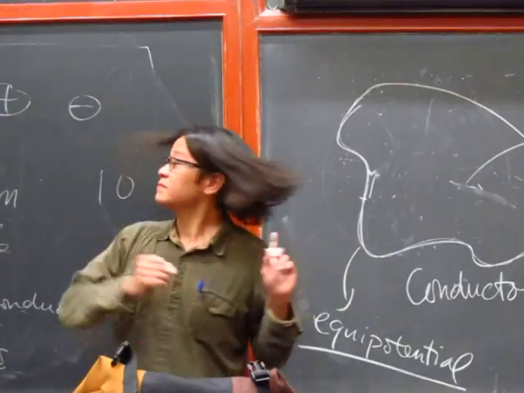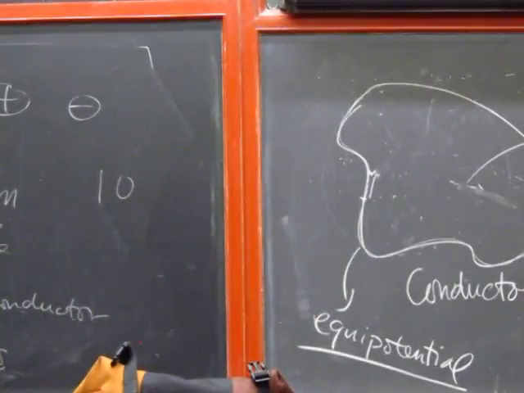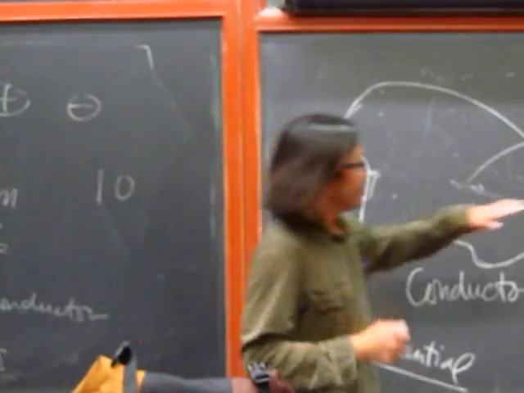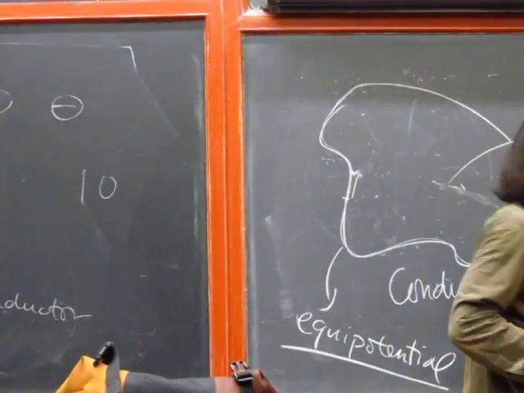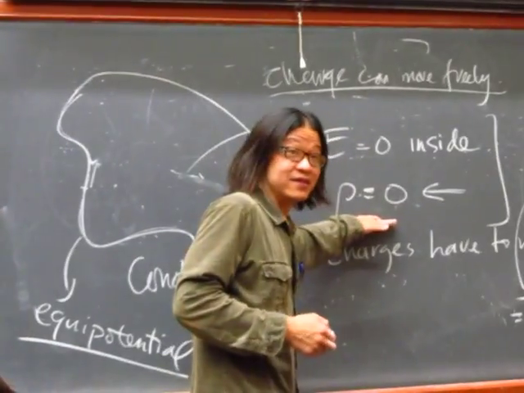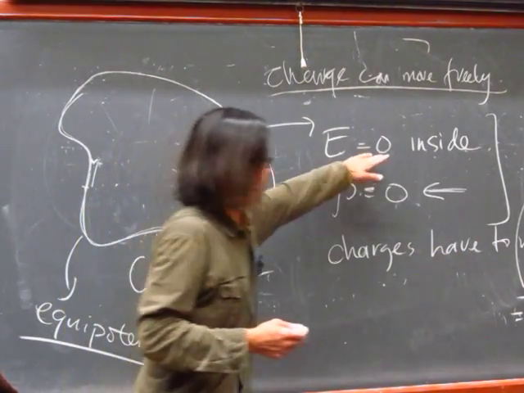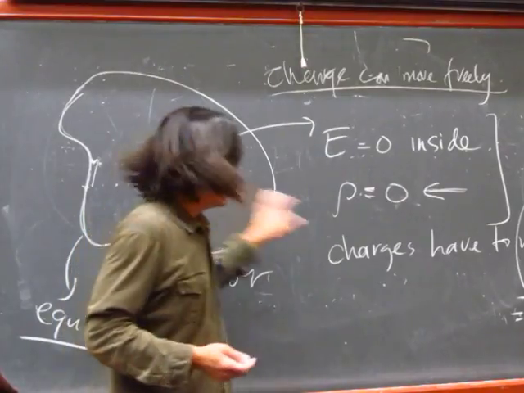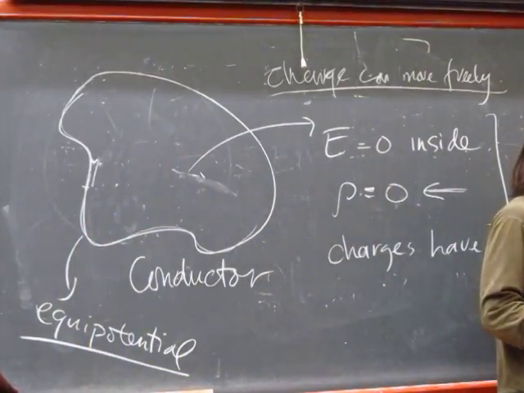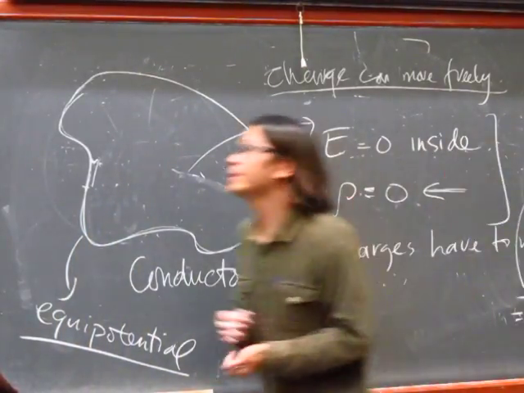Okay, so where are we? Just remember this: the electric field and the charges inside the conductor are 0. If you have any charges, they have to reside on the outside. The electric field inside has to be 0, and the potential has to be constant.